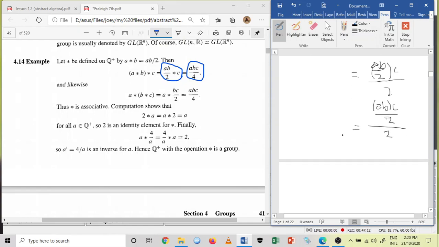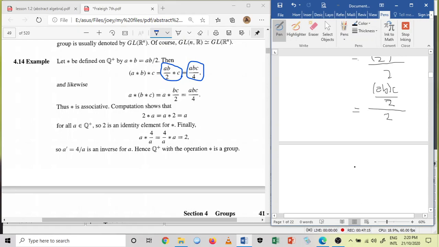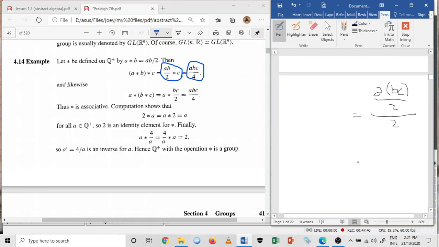But this one, since multiplication is associative in the set of Q plus positive rational numbers, this one can be written as A times BC all over 2 over 2. Okay, so let's erase this equality sign. Which can then be written as A operation BC over 2.